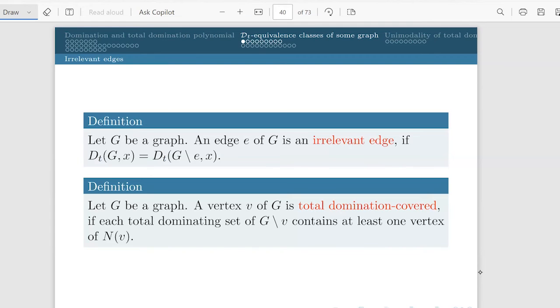And we need this definition: given a graph, a vertex V is a total domination cover of U if each total dominating set of G minus V contains at least one vertex of the neighborhood of U.